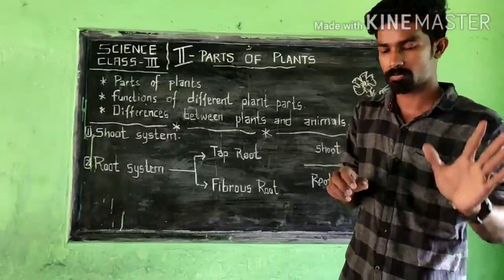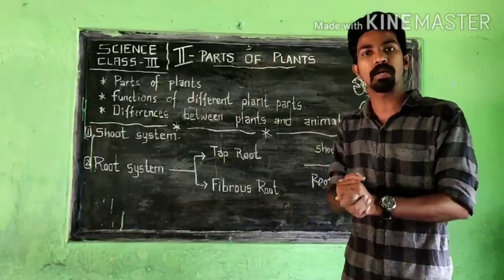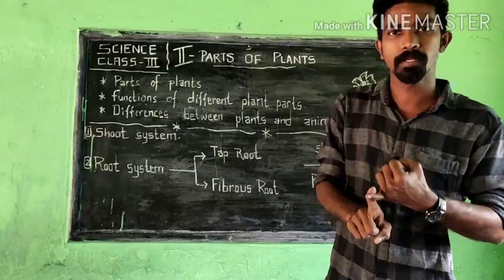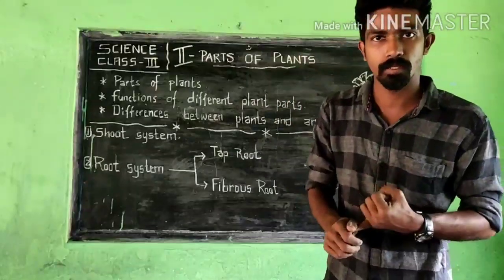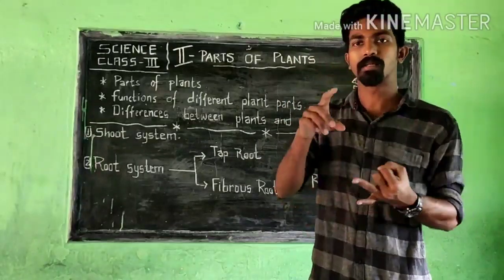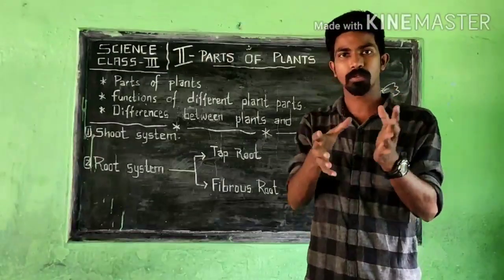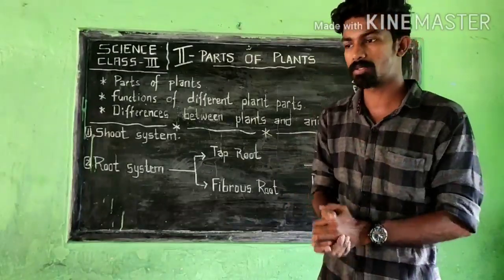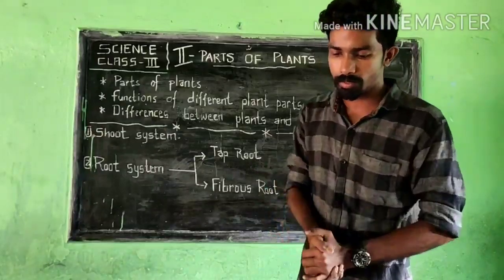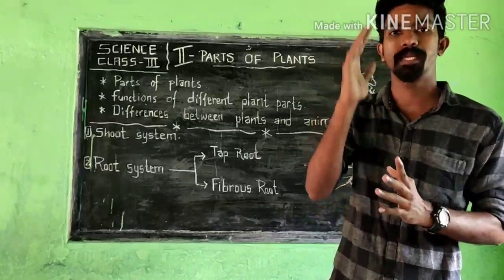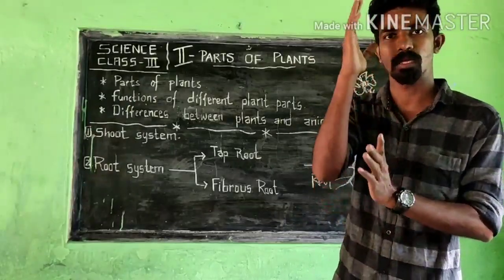So those are the main important functions of the root. First, the root helps the plant to stand straight. Second, it holds the plant and also prevents soil erosion. Then the third one, it helps the plant to stand upright. Because of the root, it stands straight.